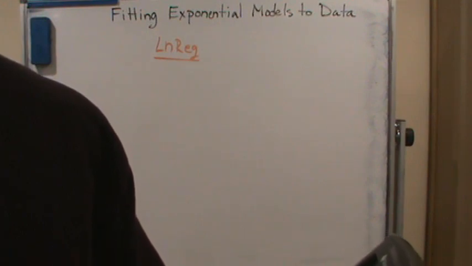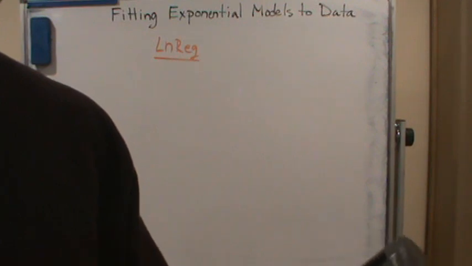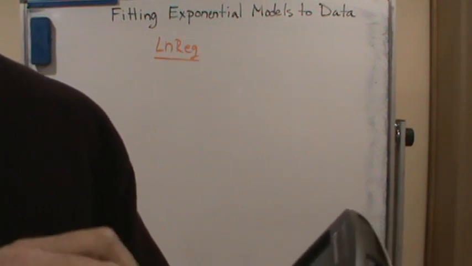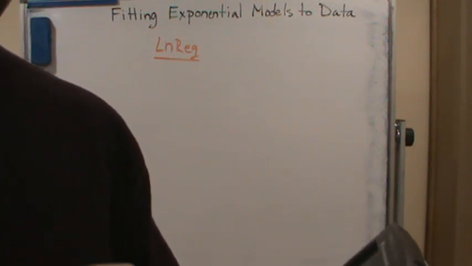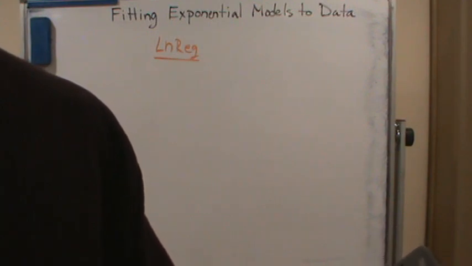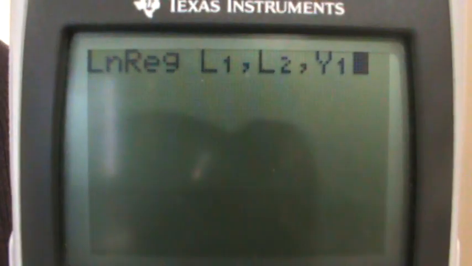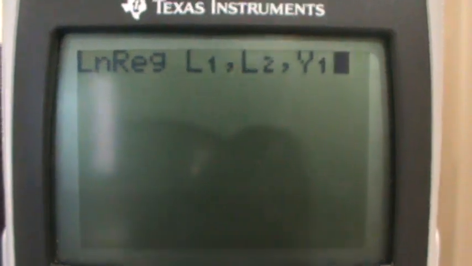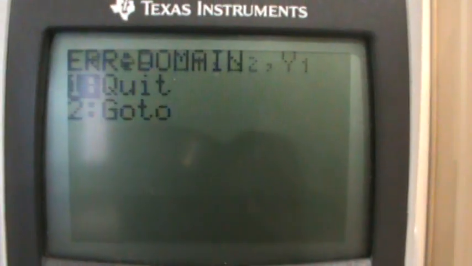So I'm going to do L1, comma, L2, comma, now go to vars, over to y vars, hit enter for functions, and enter for y1. Now this is what I have on the home screen. Now I'm just going to hit enter.